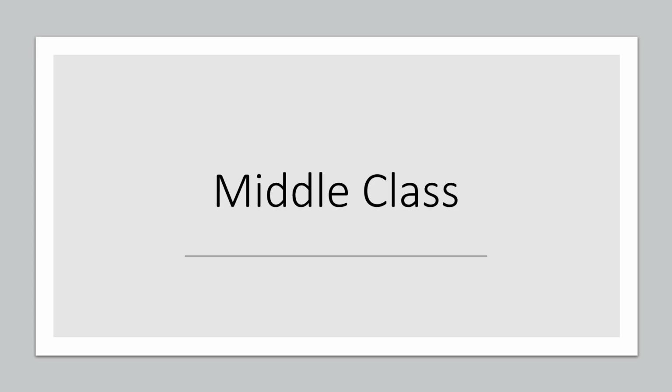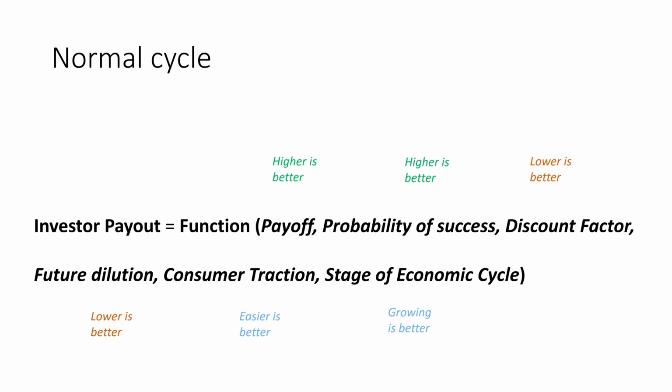Why worry or bother about the middle class in Pakistan? Remember this equation from our valuation cycle, the investor payout structure: payoff, probability of success, discount factor, future dilution, customer traction, stage of the economic cycle. Well, guess what? Two of these parameters, payoff and consumer traction, are directly linked to the size of your market.